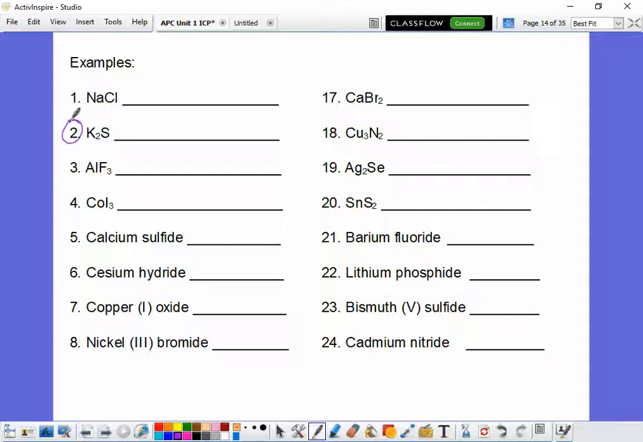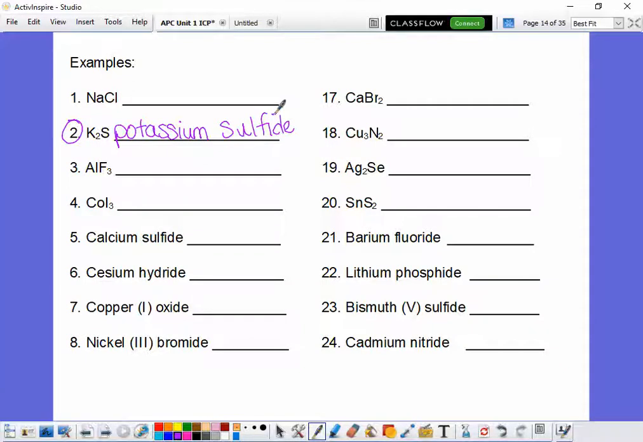Let's start with this one, K2S. What two elements do I have there? Potassium and sulfur. How do I name potassium? Potassium. It's a metal, right? You don't change its name. Does potassium need a Roman numeral? No. If it's group 1 or 2 metals, it never gets a Roman numeral. I'll talk about the transition metals in a little bit. But group 1 and 2 metals never get a Roman numeral. And then, how do I name the sulfur part? Sulfide. Remember this stuff from last year or 2 years ago, whenever you took first year chem?